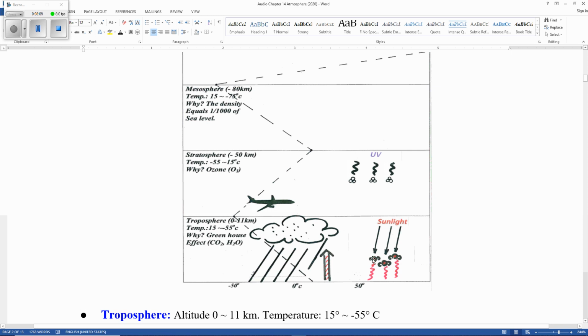Later, these greenhouse molecules give energy back to the atmosphere. Because the atmosphere is warmed up by Earth's surface, close to the land, close to the surface, the temperature is higher. Then as you go higher and higher, you have less and less molecules, and the temperature drops.